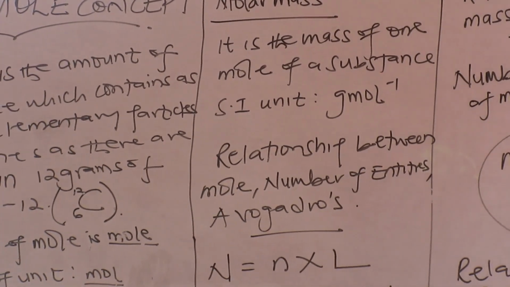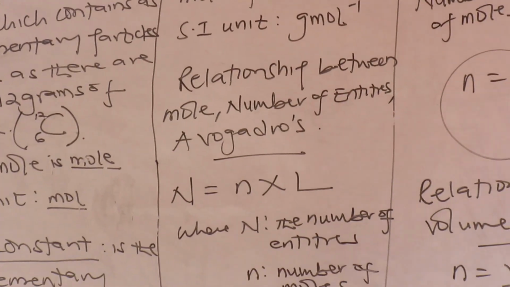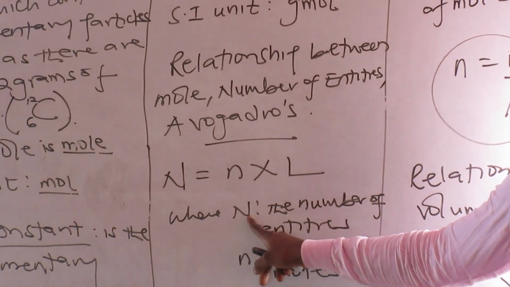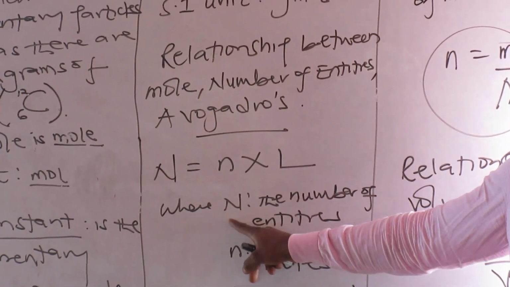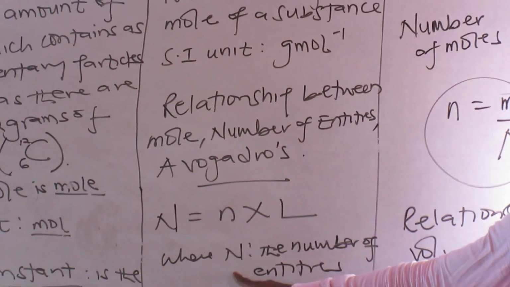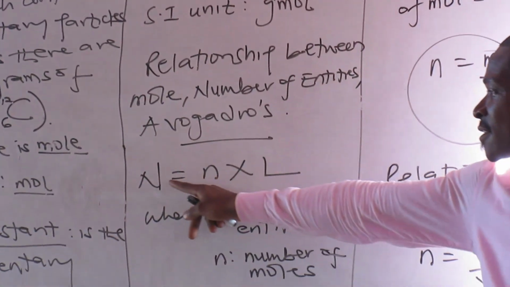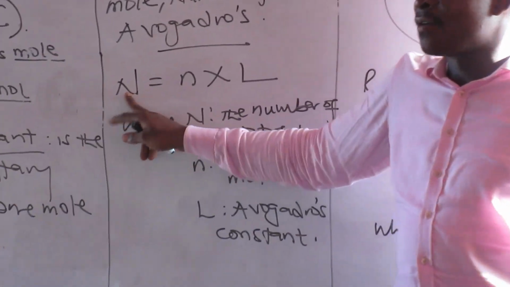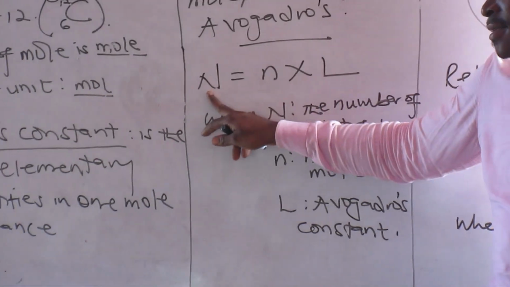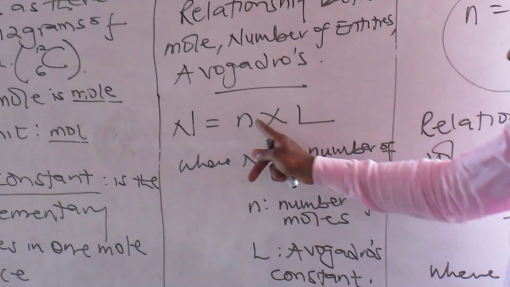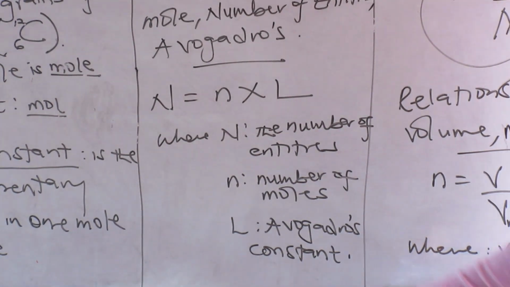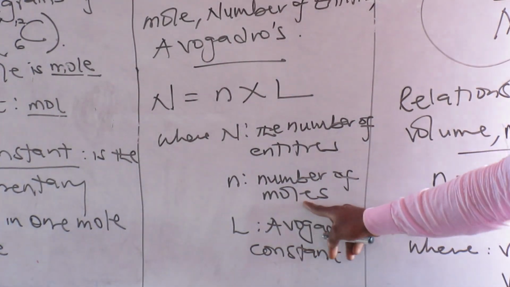Relationship between mole, number of entities, and Avogadro's constant: N equals small n times L. Capital N is the number of entities. It stands for molecules, atoms, ions. So when they say find the number of molecules, we are talking about this. Find the number of ions, we are talking about this. Find the number of electrons, we are talking about this. Find the number of atoms, we are talking about this. Find the number of moles, it's just small n. Are you okay? So don't confuse them when you get it. Moles, the short form of molecules, is just coincidence.